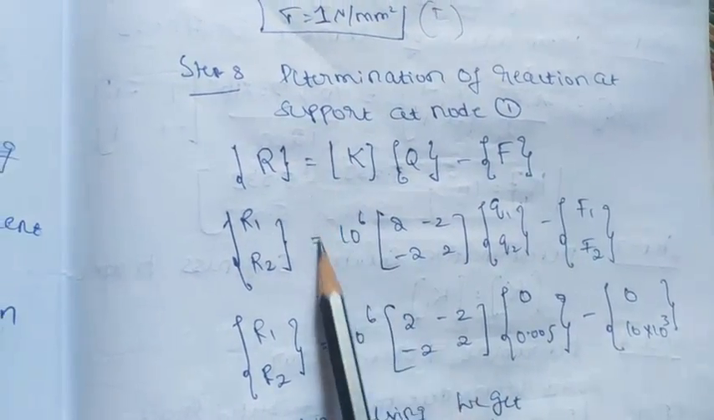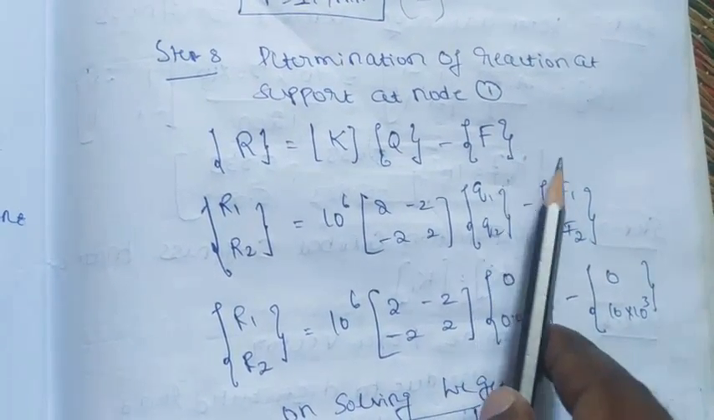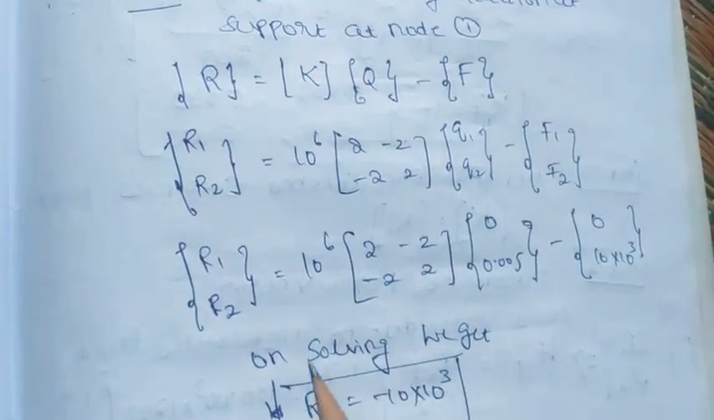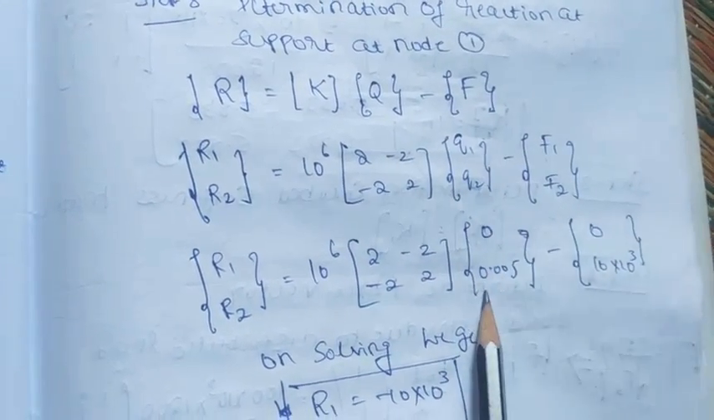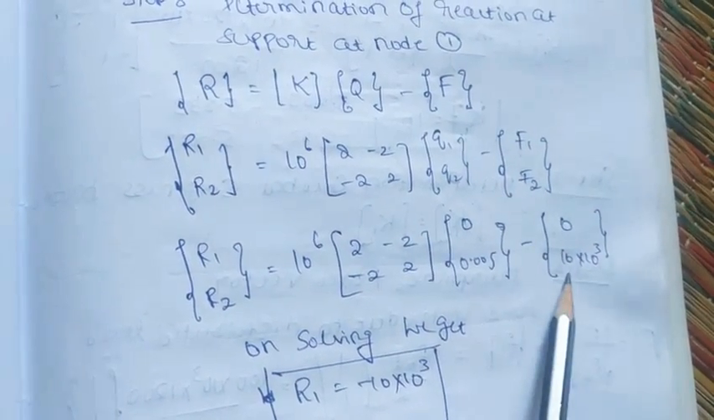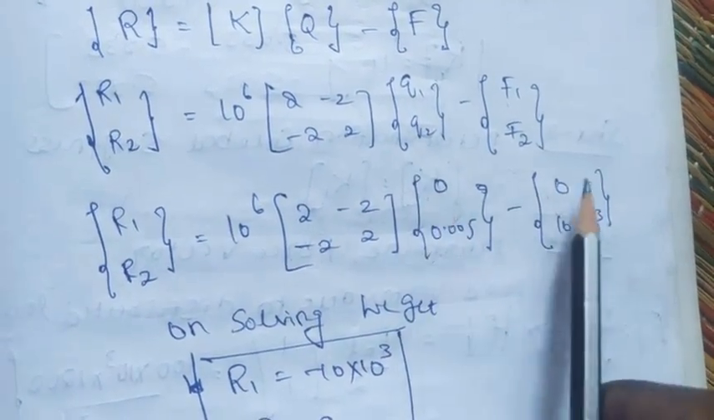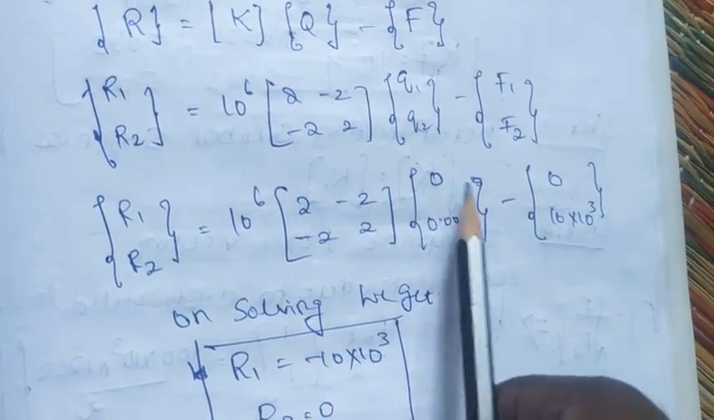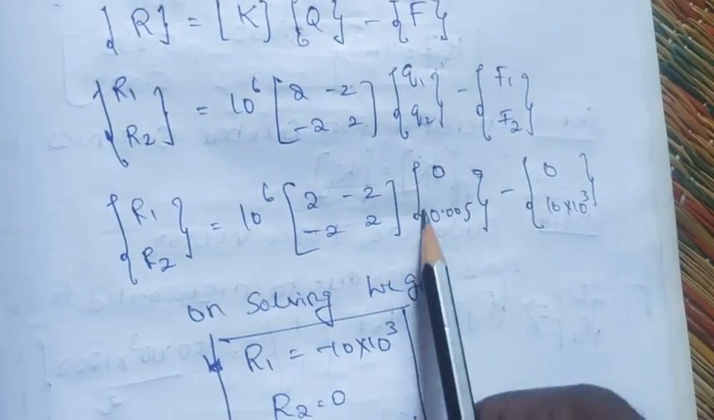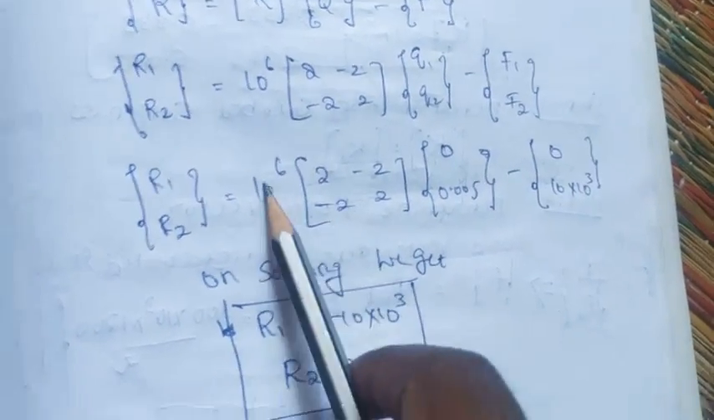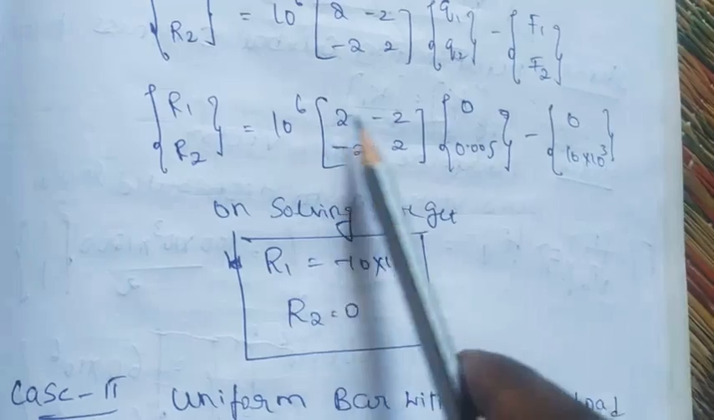We already know K is the global stiffness matrix. This is the global displacement vector, Q1, Q2, and this is the global force vector F1, F2. We substitute the corresponding values. K is this one. Q1 is 0, Q2 is 0.005, F1 is 0, and F2 is this much. Now you simplify. Multiply these two, then subtract. First row, first column, then second row, first column, and finally subtract this, keeping the 10 power 6 in mind.